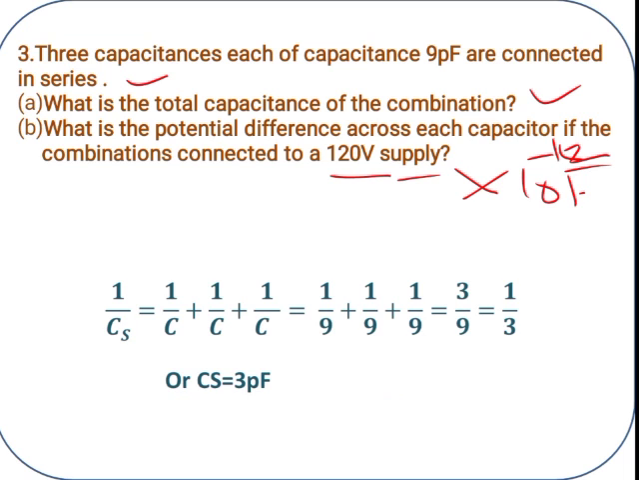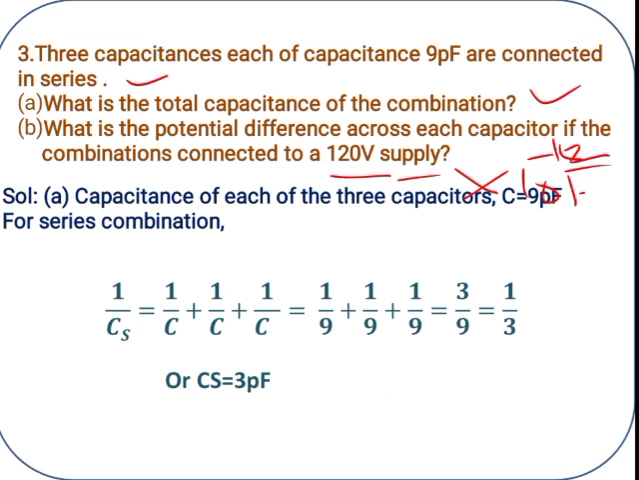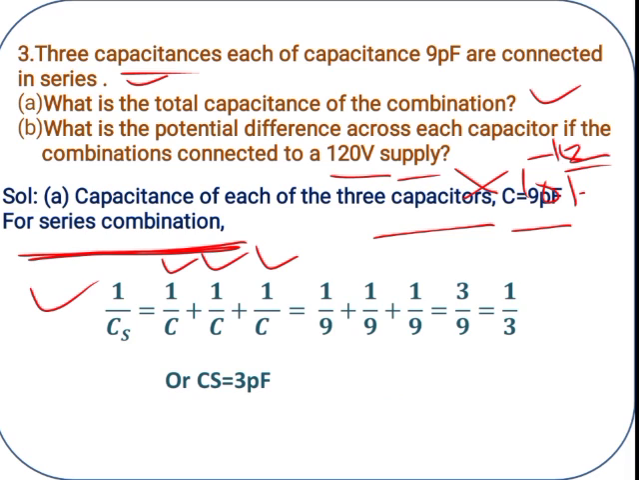Okay, so here is the solution. Capacitance of each of the 3 capacitors. So these are 3 capacitors. C is equal to 9 pF for series combination. So what is the formula for the series combination? 1 by Cs is equal to 1 by C plus 1 by C plus 1 by C, because 3 capacitors are connected in series. So for that reason 1 by C plus 1 by C plus 1 by C. This is the formula for the series combination.